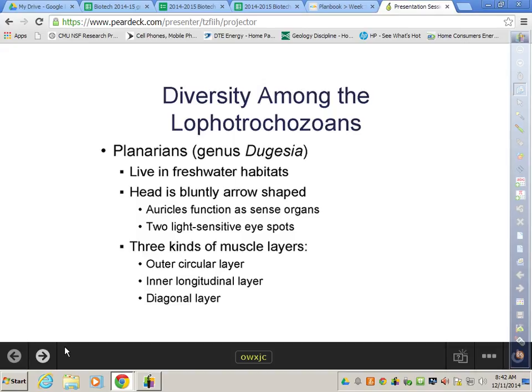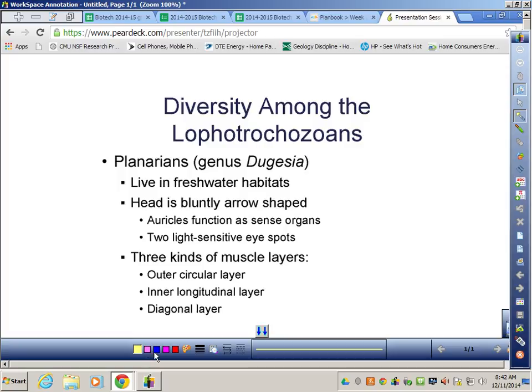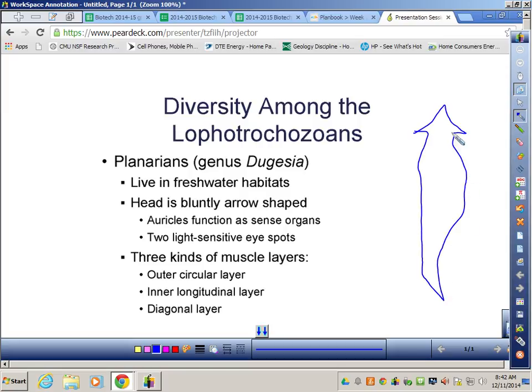The head is bluntly arrow shaped, so they do look like this little arrow. They look something like this, but not exactly. You guys know how good of an artist I am, right? They look kind of like this, like a leech with an arrowhead. And then they'll look something like that.